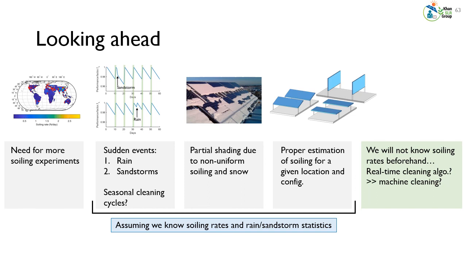Also, another good example is rooftop PV, for example, on big industries. Those will not be correlated to weather, rather it depends on the traffic close by or the fumes exiting from the industry. So we really do not know the soiling rates beforehand. So we need a real-time cleaning algorithm at the end.